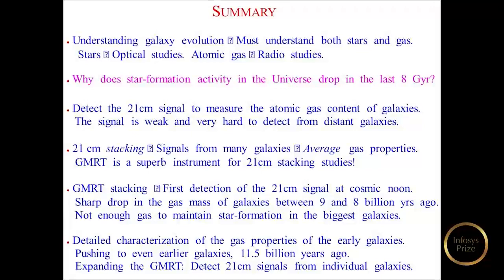And then what we really want to do, and this is something which we are putting in a proposal for right now to get funding, is to expand the GMRT. The GMRT is a gigantic system, but it's the most sensitive telescope in the world for this kind of work. But over the next decade or so, the Square Kilometre Array in phase one is probably going to be built in South Africa. At which point, the GMRT will not be competitive with it.